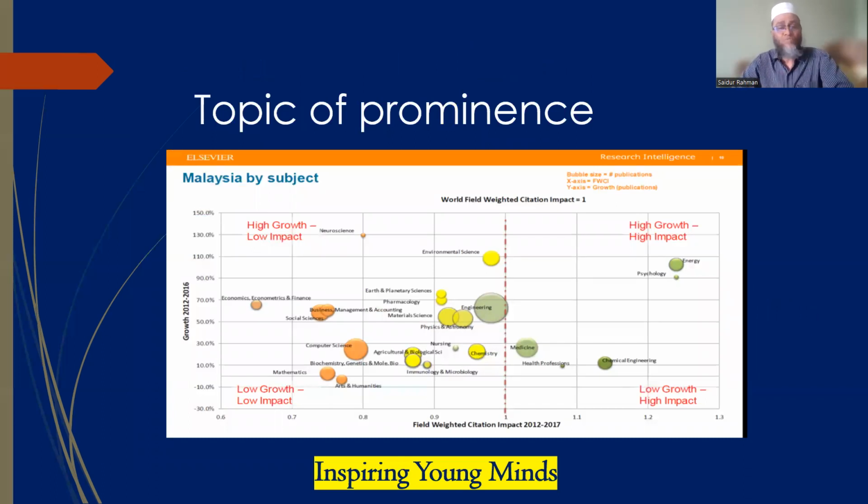This is a topic of prominence. This has been analyzed by, as you can see, Elsevier, Scopus databases. So as you can see, there is a horizontal axis and a vertical axis. These are basically impact and growth. Okay, so at the bottom here, low growth, low impact. What are these fields? Here, arts and humanities, mathematics. Low impact but high growth, neuromedicine. High growth, high impact, energy.